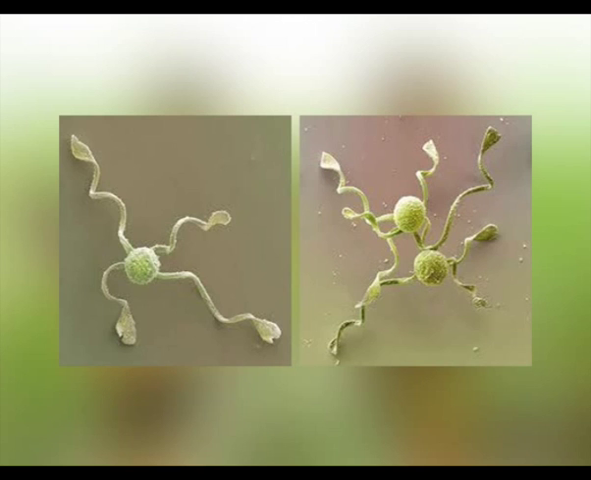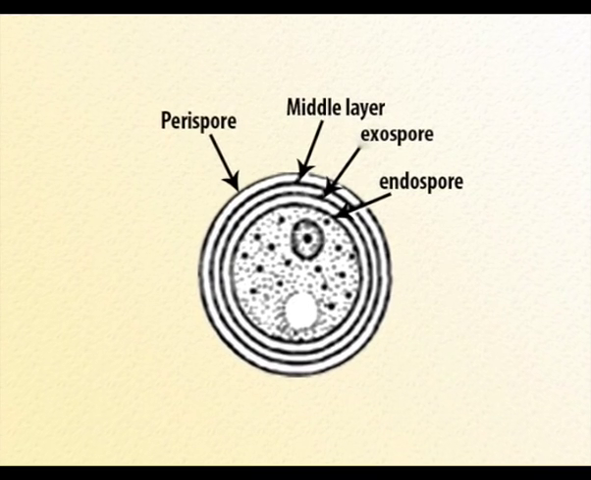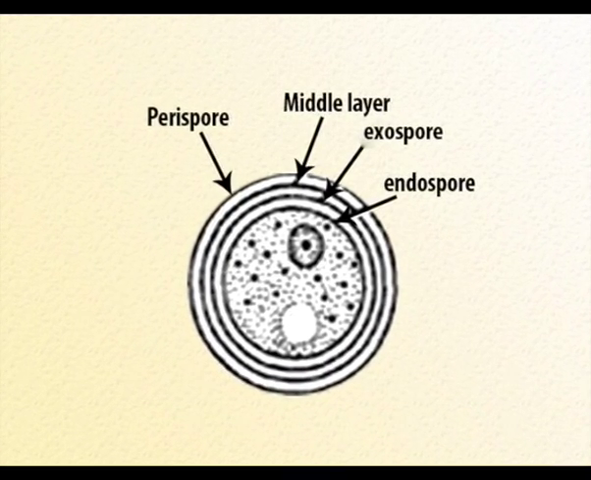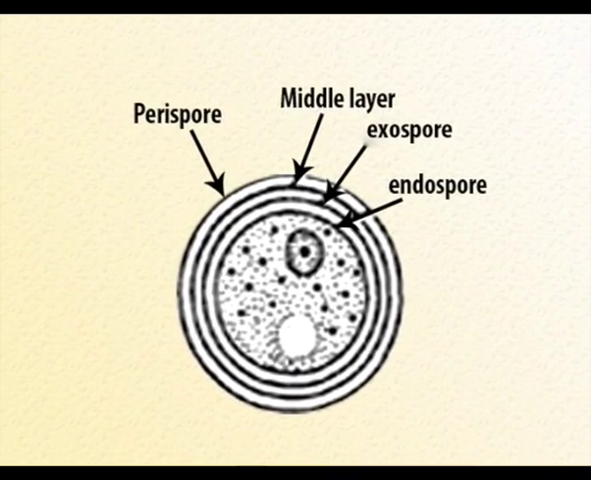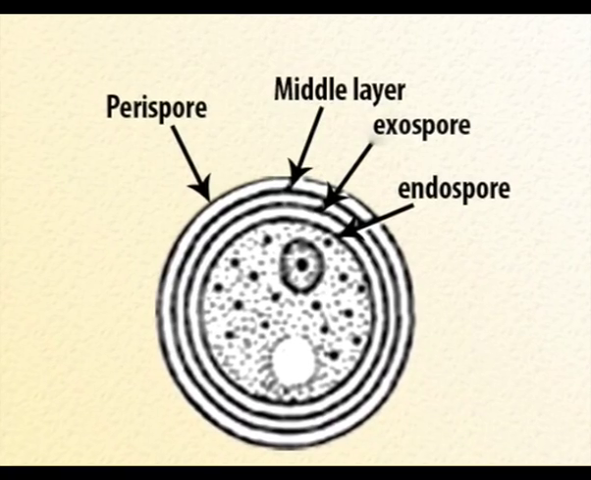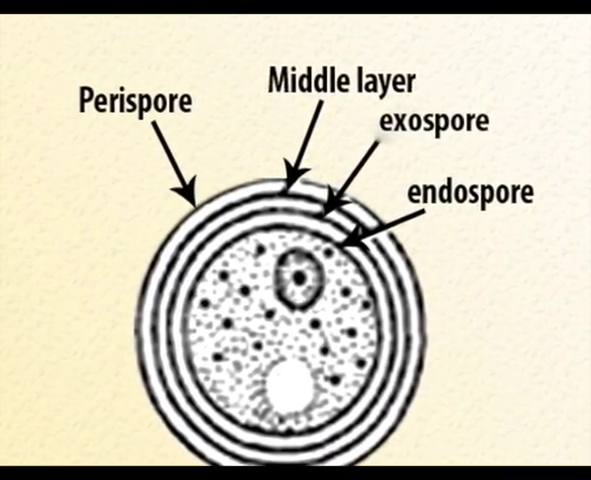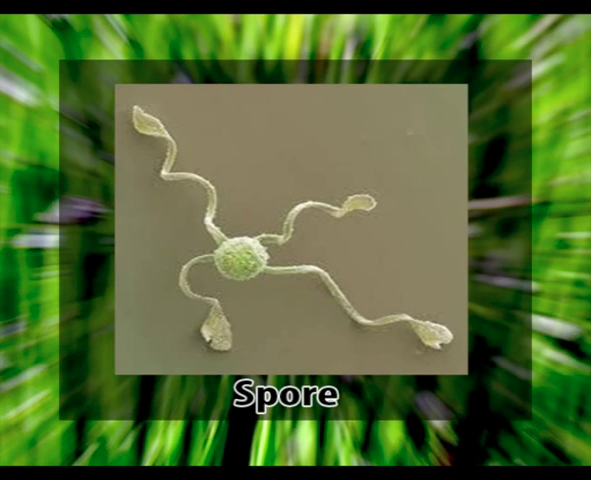The spores of Equisetum are spherical, uninucleate, green, and contain numerous chloroplasts. The spore wall is differentiated into 4 concentric layers: the outermost perispore, the second middle layer, the third exospore, and the innermost endospore. The perispore, also known as epispore, splits into 4 strips or bands.